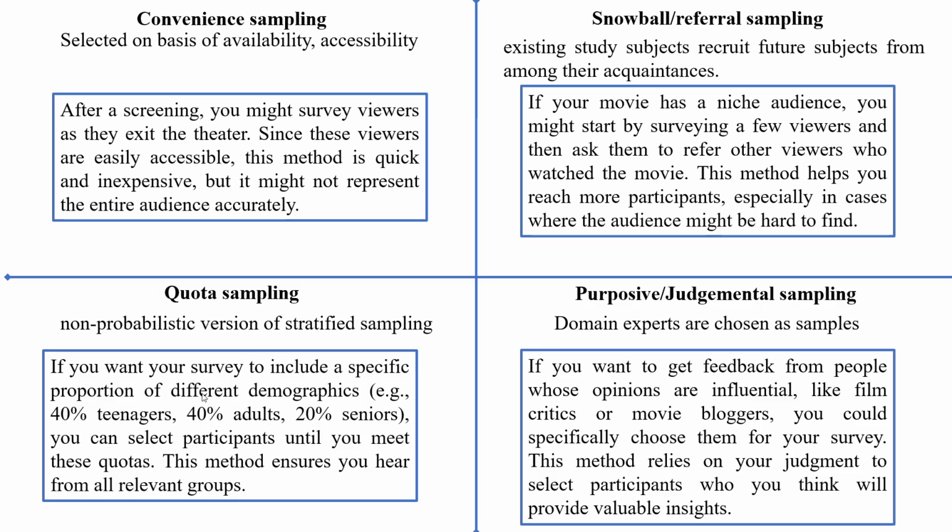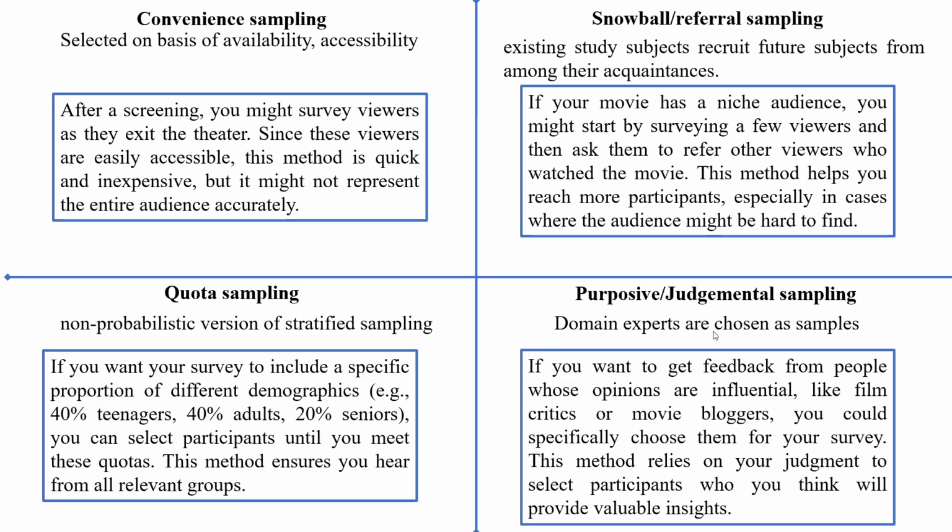And next comes the quota sampling. This is the non-probabilistic version of stratified sampling. Remember, in stratified sampling, we created categories on the basis of age: kids, adults, and seniors. Likewise, here you make a quota. For example, I'll ask 40 percent of the teenagers, 40 percent of the adults, and 20 percent of the seniors, or otherwise, likewise. That is called quota sampling.